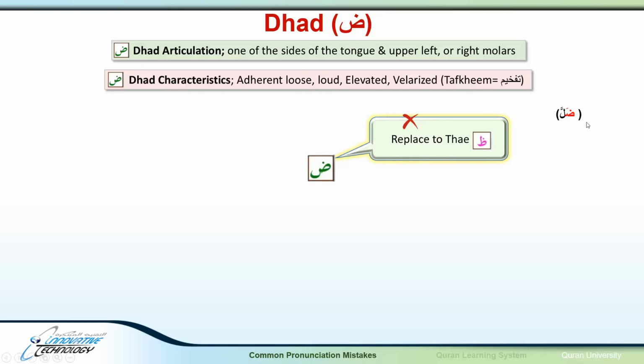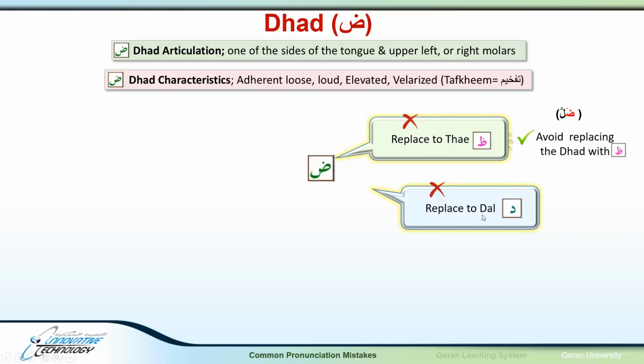فقد ظل. And this is again a common mistake even in Arabic, in certain countries. And the proper way of pronouncing it is like this: فقد ضل. ضل, not ظل. Not with a va. So avoid replacing the Dhad with a va.